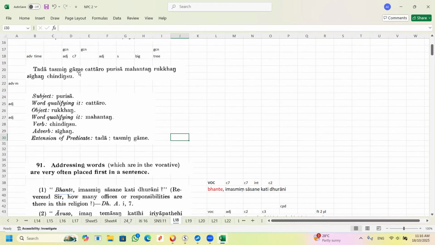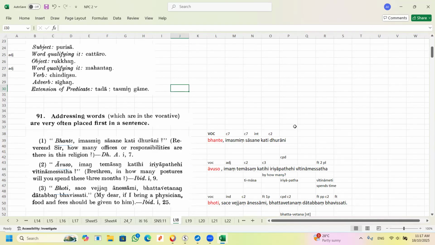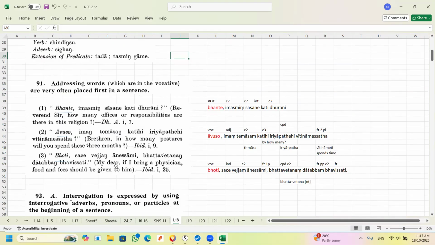Tasmin game, you already saw, is in front. English is the one that is at the back. So you cannot match an apple to an apple. You just have to do the translation. That's the main point. Okay. So that part I think is clear already.